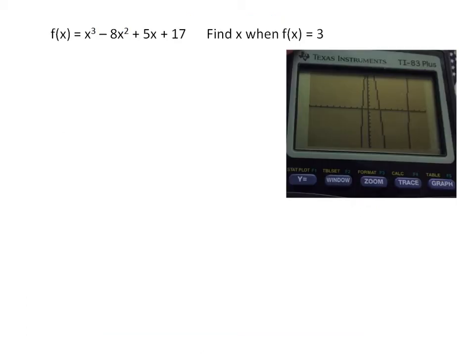Okay, so let's look at an example. We have a function, x to the third minus 8x squared plus 5x plus 17. And we want to find x when f of x is 3. Again, remember that means y is 3, and we're going to try to find x.